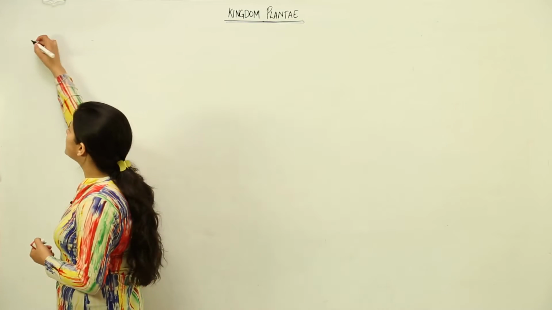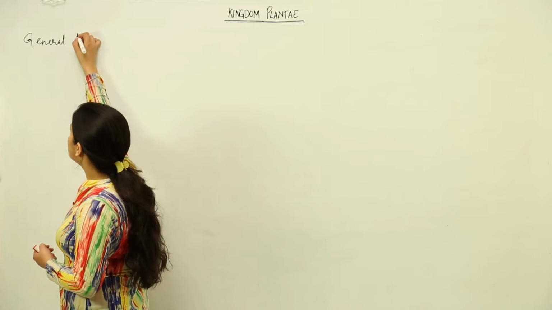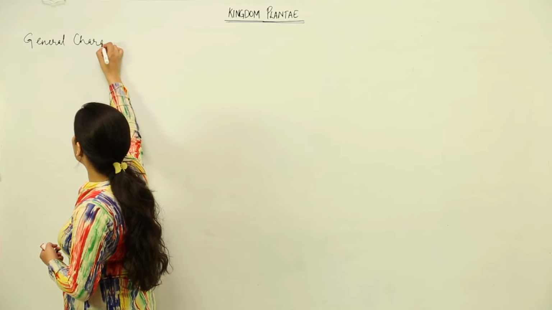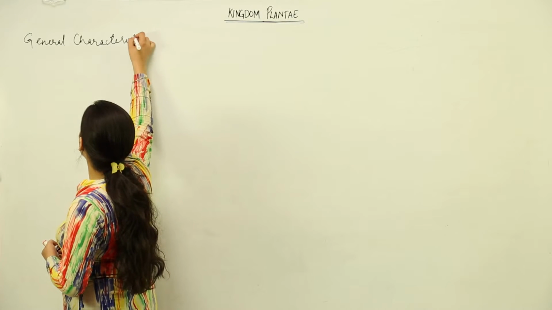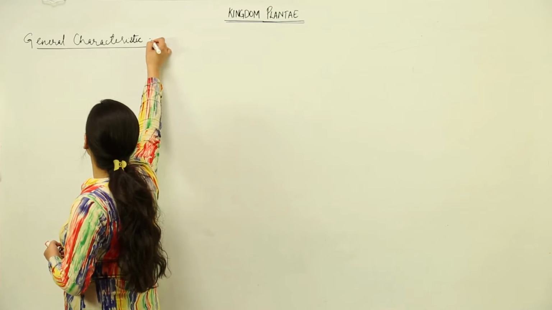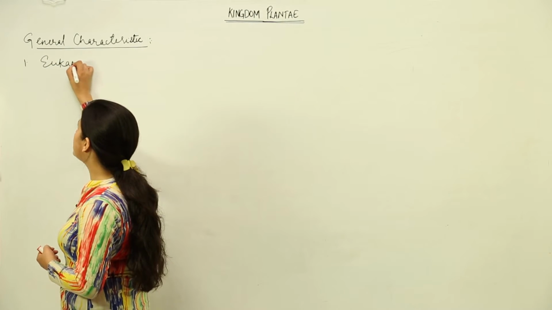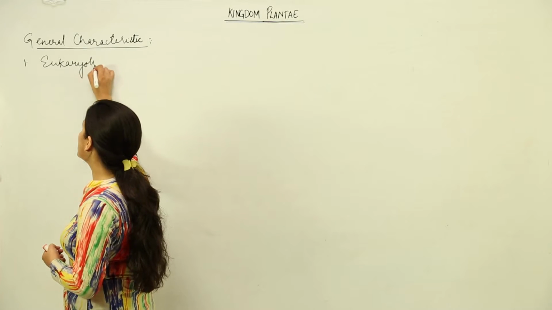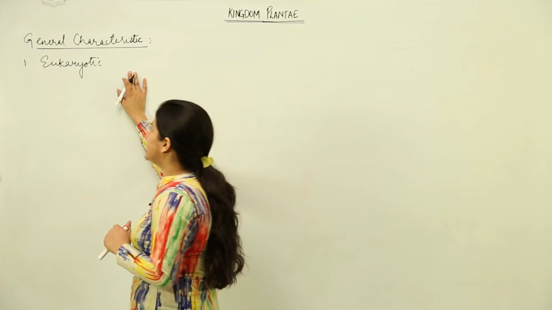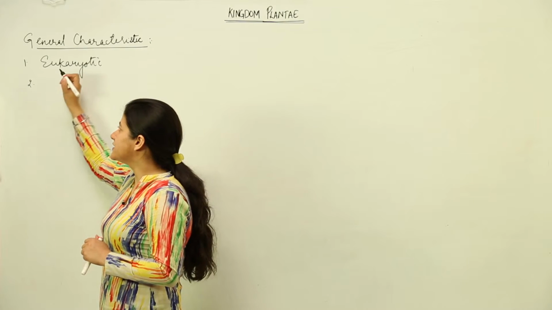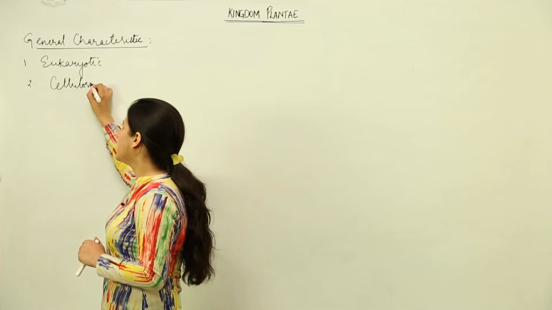So what is the first thing? That is, what would be the general characteristics? The general characteristics would be nothing else but those criteria only which enable an organism to enter the plant kingdom. The first and the foremost one is that the cell should be eukaryotic in nature, which means that it should have a true nucleus. It should not be like bacteria. Second criteria is that it should have a cellulosic cell wall.